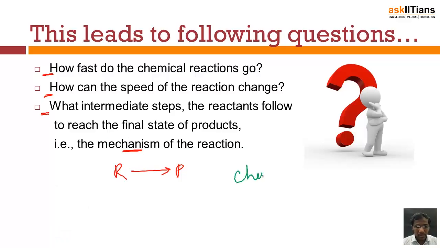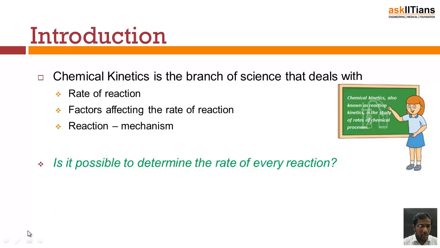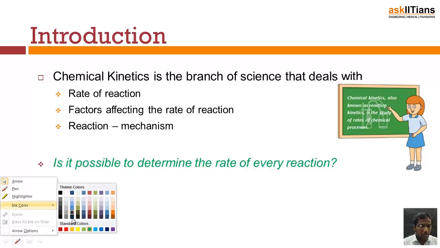So this is the purpose of learning chemical kinetics and the importance of chemical kinetics. It is going to give us the explanation about how fast the chemical reactions go, and what are all the factors that will affect the speed of the reactions. So let's learn more about it.